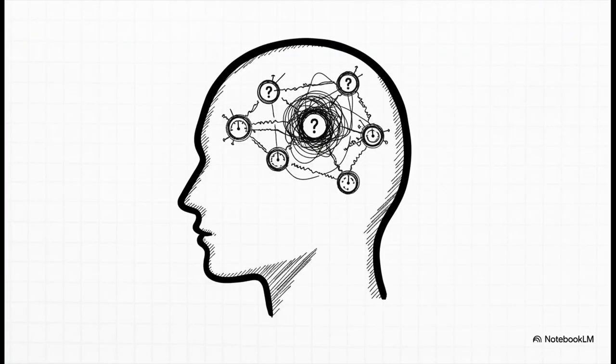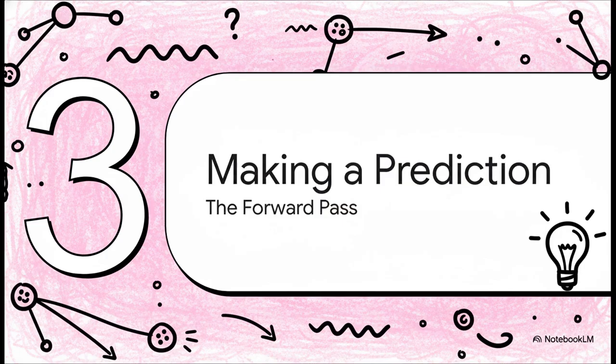So here's the wild part. When a neural network is first created, it's a complete blank slate. Every single one of those millions of tuning knobs, the weights and the biases, they're all set to completely random values. The network is essentially born knowing absolutely nothing. It's a clean slate.